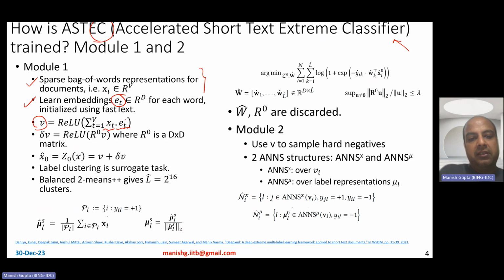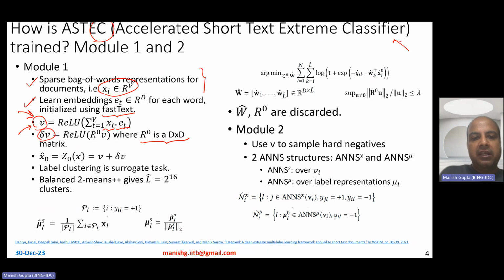Now, here this et is basically initialized using fast text, but you can basically learn it over iterations. The other thing that you have to learn as part of module 1 is, so remember now, at the end of this particular bullet point, what you have is that you've converted a vocabulary sized vector into a d-dimensional embedding, right? In some ways, bag of words embedding using fast text embedding. That's that. Now you learn a very simple d cross d matrix. That's it. So you've not done anything complex.